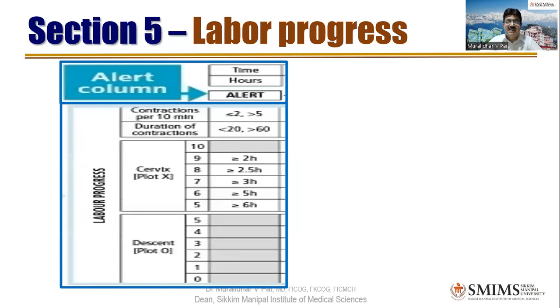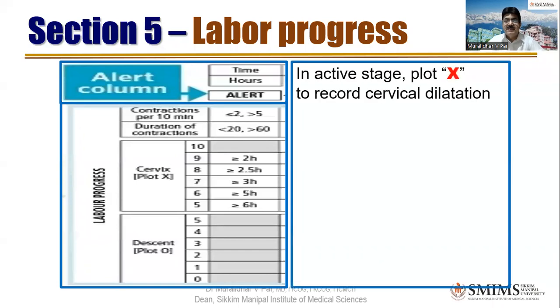So let me look at this cervix and descent. So it is beautifully written here, 10 centimeters. You don't wait anymore. That is, she has already gone into second stage. Contraction-wise, alerts are if it is less than 2, more than 5, less than 20 seconds, more than 60 seconds. And you can see here that 9 centimeters, you can't wait more than 2 hours, 8 centimeters, not more than 2.5 hours, 7 centimeters, not more than 3 hours, 6 centimeters, not more than 5 hours, and 5 centimeters, not more than 6 hours. And for descent, nothing is given.